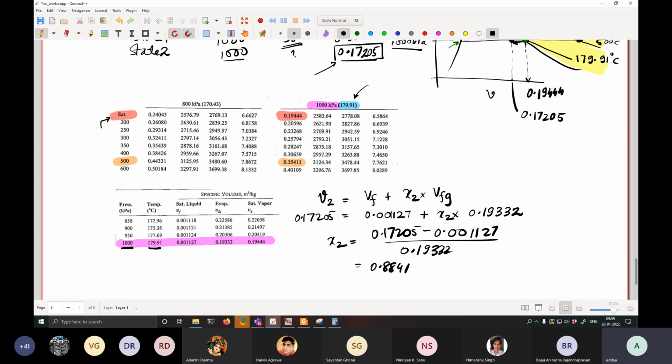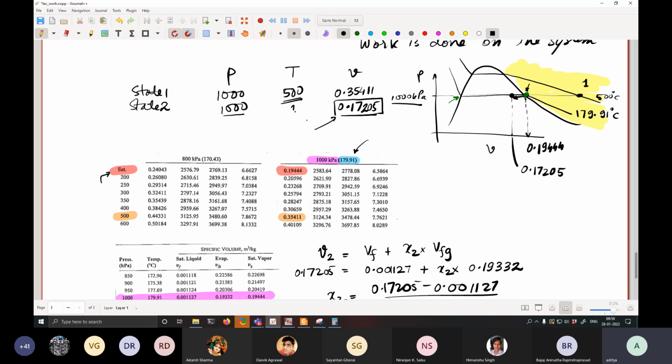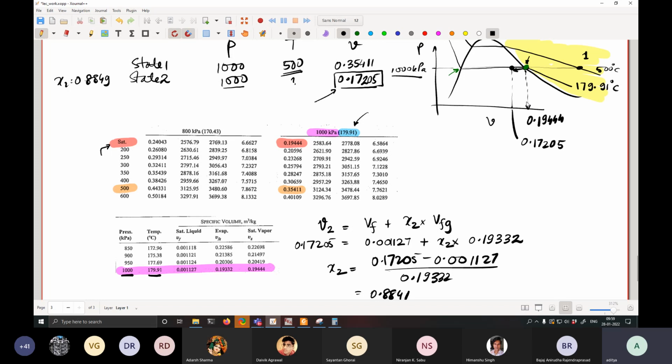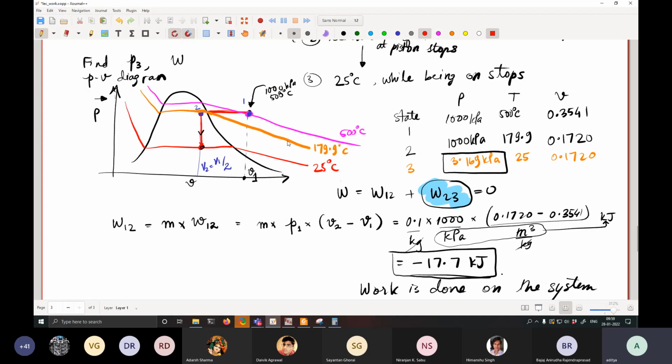Okay, so what is the temperature going to be at this point? We know that X2 is 0.8841. What is the temperature? Look, we're in the dome. So at this point, what should be the temperature? Saturation temperature. So it's 179.9. What kind of answers did we get? We got 179.9 only. Okay. Is that fine? Yes, sir.